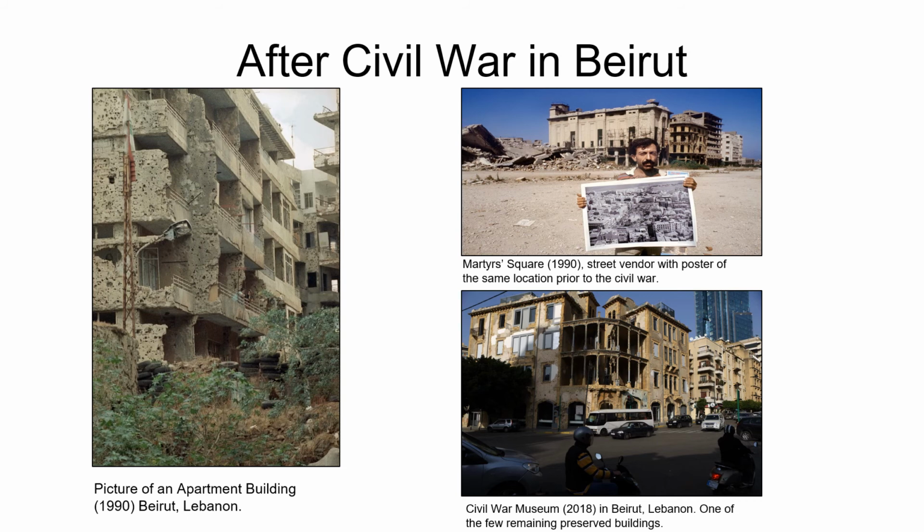And in the bottom right picture is a preserved building, which is actually the Civil War Museum in Beirut, which holds many photographs and artifacts of stuff that was prior to the war, and represents what the buildings in the area looked like really prior to the war, before Solidere's plan had come and changed a couple aspects of the architecture in the area.